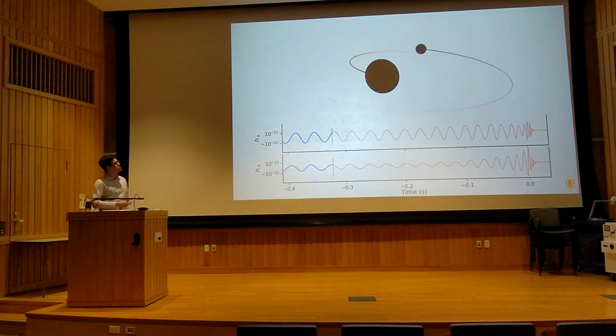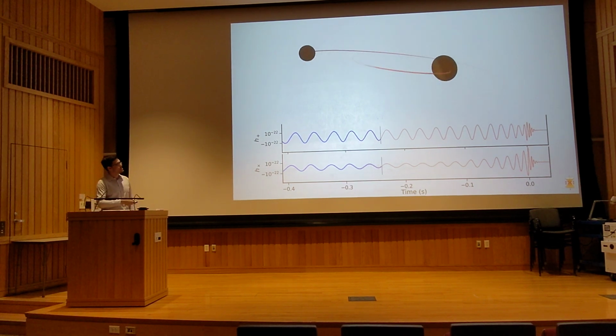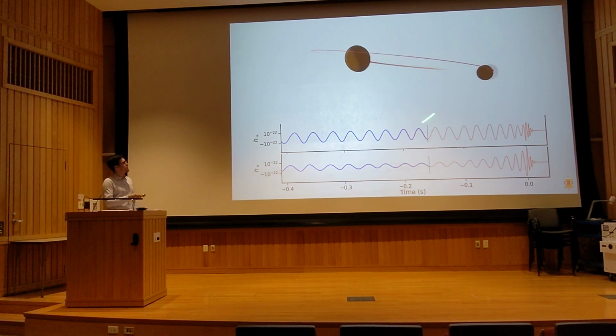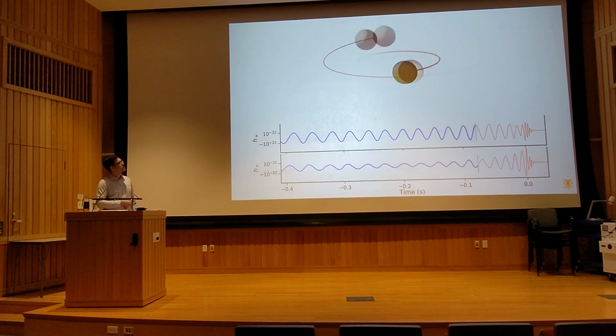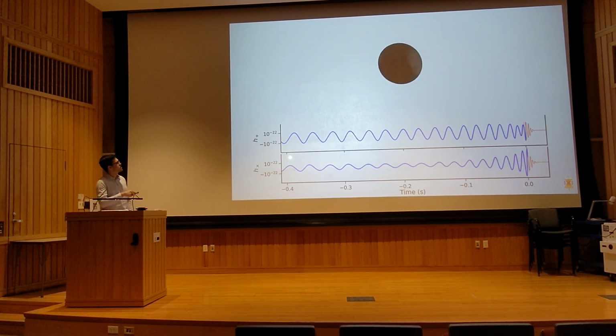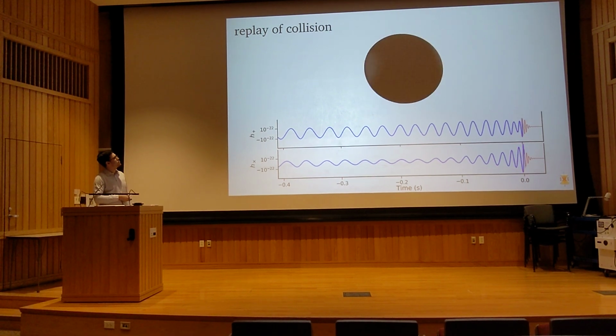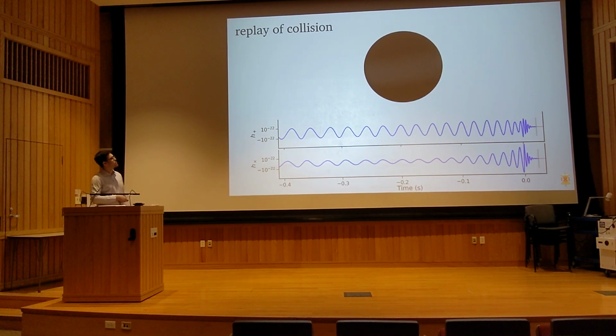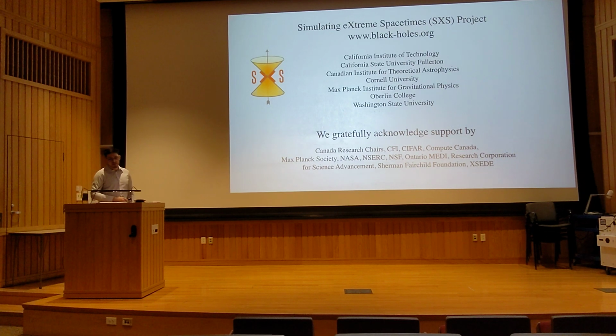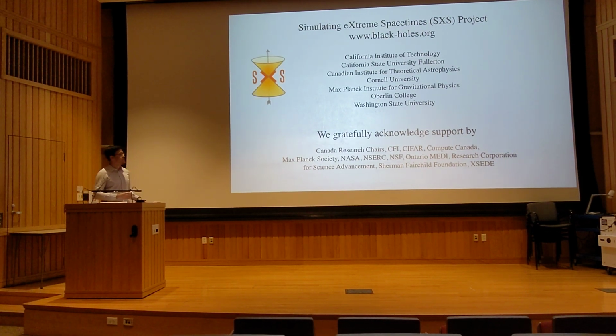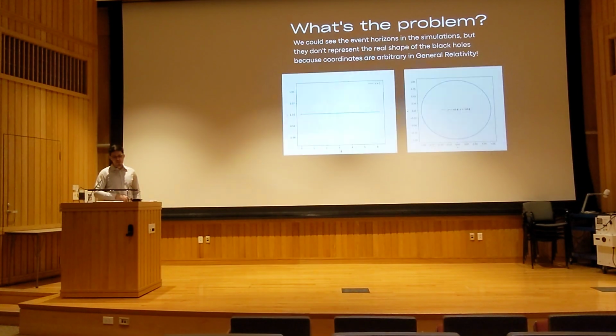Here I have a simulation from my collaboration, the SXS collaboration. It's a binary black hole system, and they're going to collide. Over here you see the gravitational wave data, and here is a replay showing the merger of the black holes. You can see that in the simulation, there are some deformations in the horizon. So what's the problem?